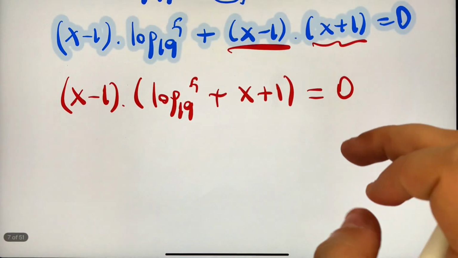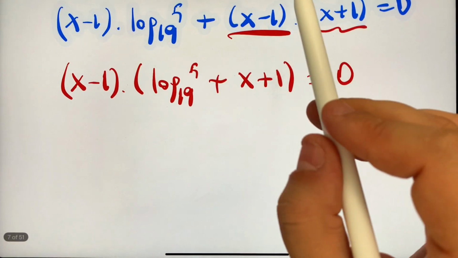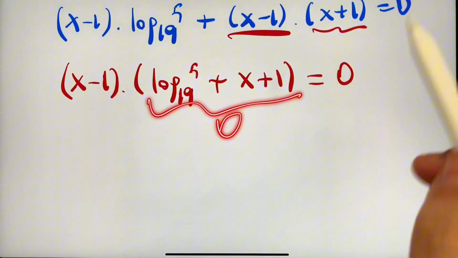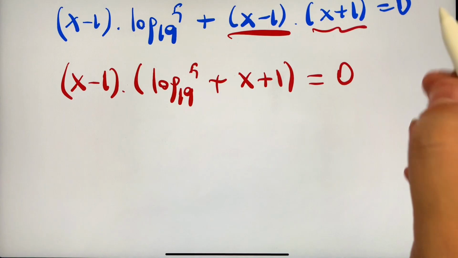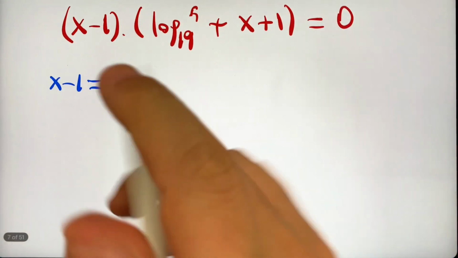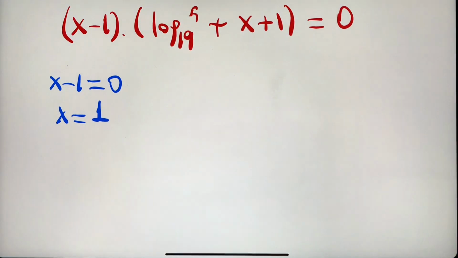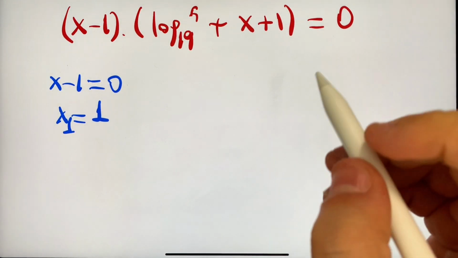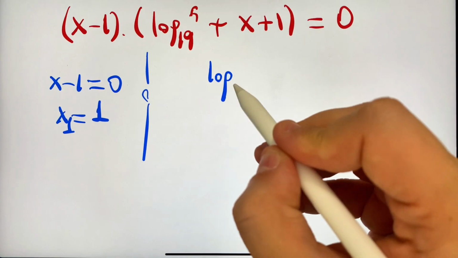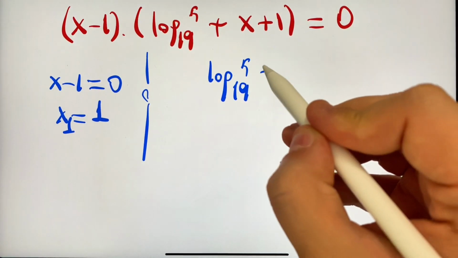Now this means that the equation is 0. Friends, this statement is 0, or this expression must be 0. In this case, x minus 1 is equal to 0. The expression we call x has come to 1. This is our first root. Let's find the other solution immediately. Logarithm base 19 of 5 plus x plus 1 is 0.